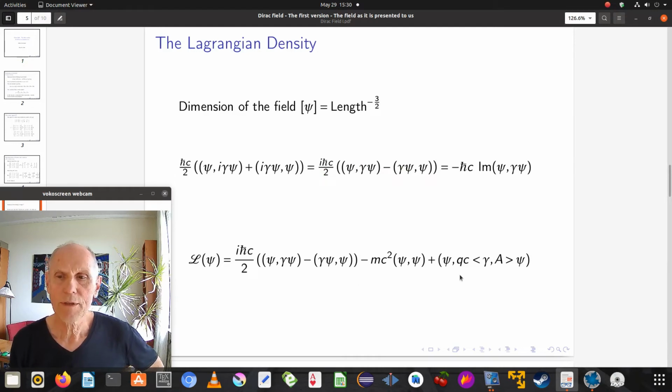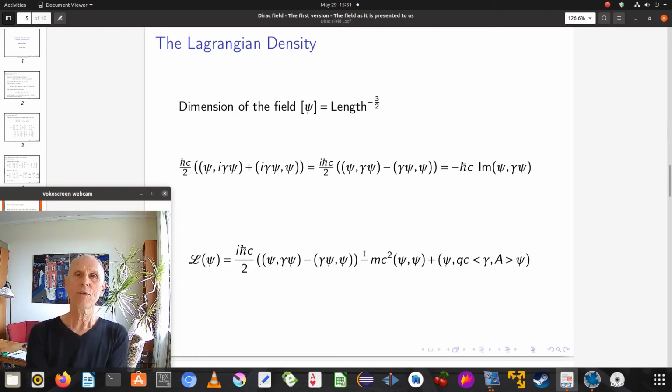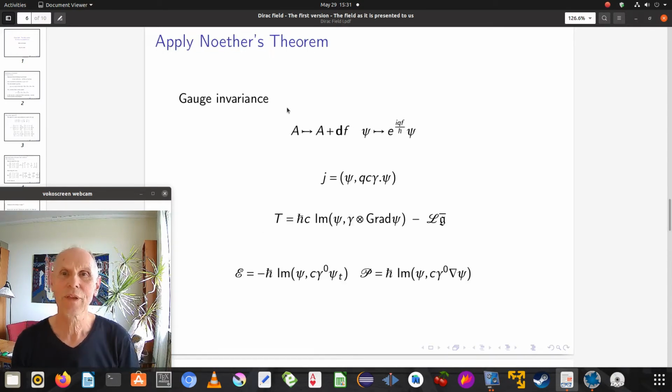So we end up with this Lagrangian, where the scalar product is defined as I already did. That was the creative process. From now on, it's sit back, enjoy the ride, just let Noether's theorem do its magic. First, gauge invariance. That gives us the charge current density.